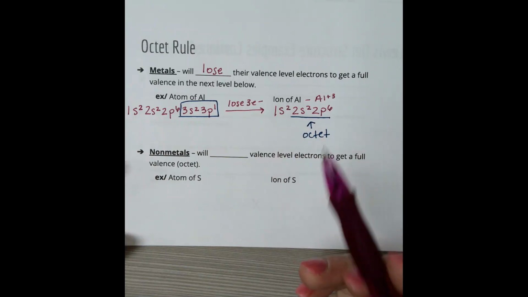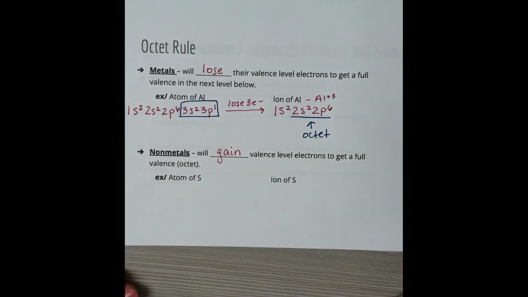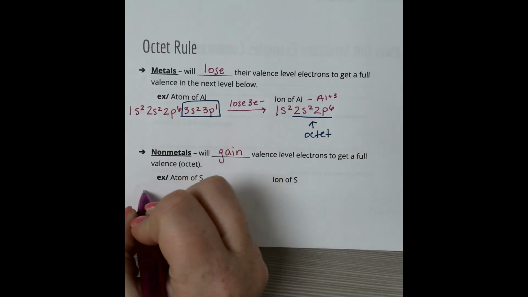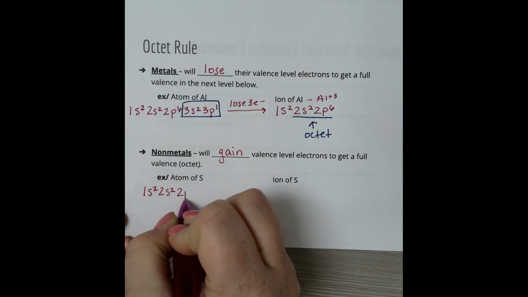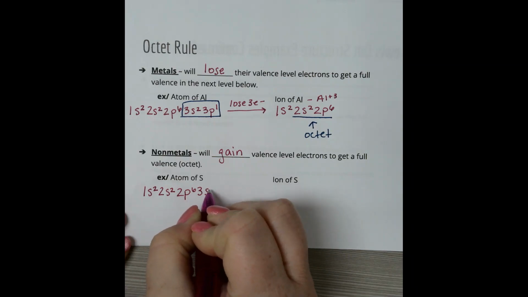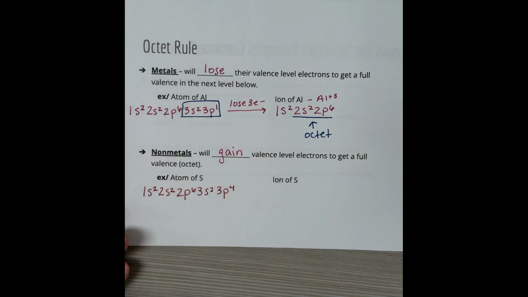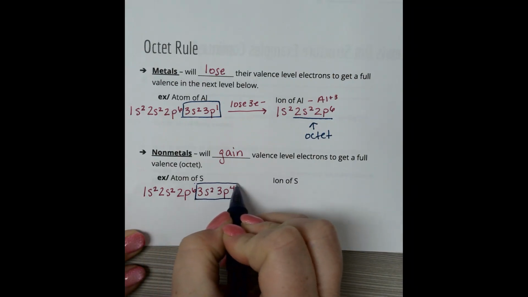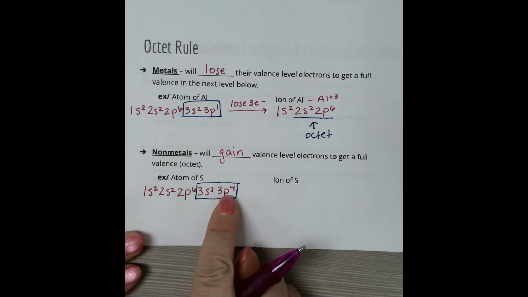Nonmetals, on the other hand, are going to gain valence level electrons to get a full octet. So if we look at an example of sulfur: 1s2, 2s2, 2p6, 3s2, 3p4. Our valence electrons are at 3s2, 3p4. Now, in order to get to that octet, I need 2 more electrons in that 3p.